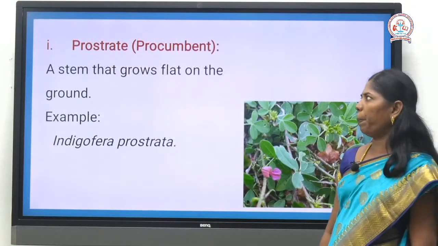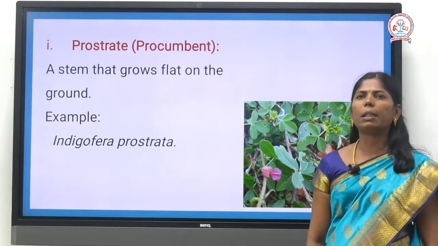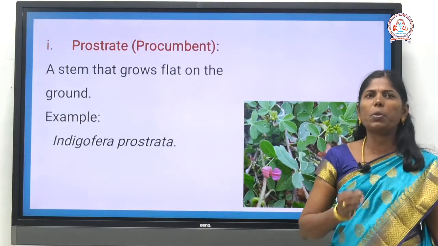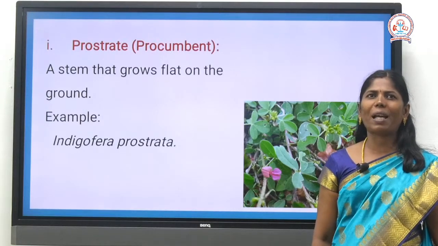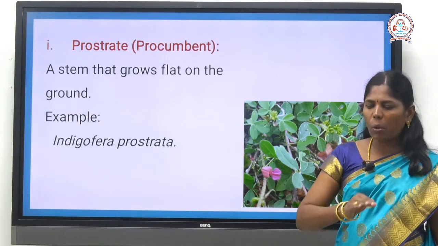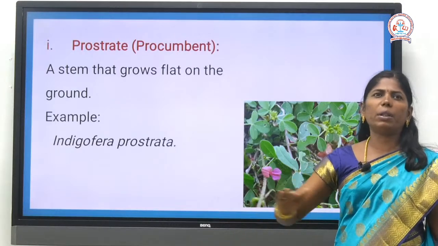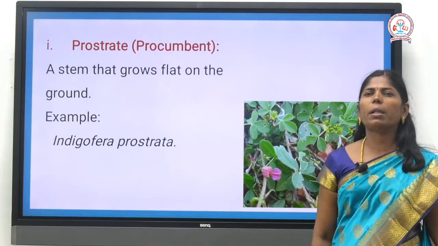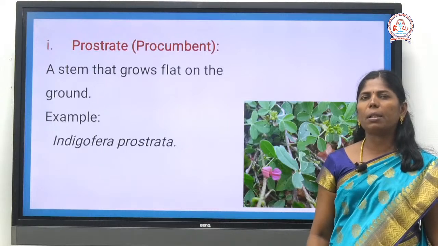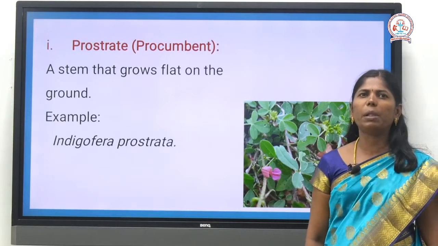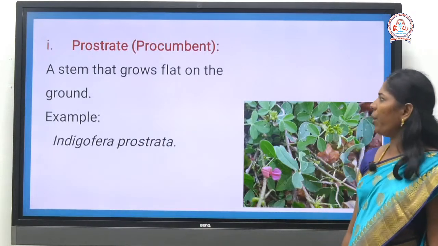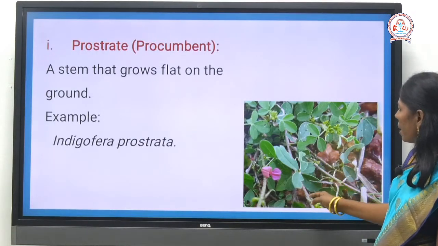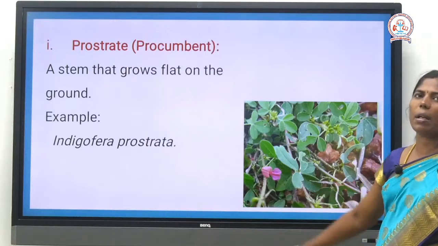prostrate or procumbent. The best example for that is Tridax procumbens, what we call thathapoo, that one. The prostrate or procumbent is a stem that grows flat on the ground. When it grows flat on the ground, we call that prostrate. Procumbent, that is Tridax procumbens, is an example. Indigofera prostrata is another example, a species that lies just flat on the ground.